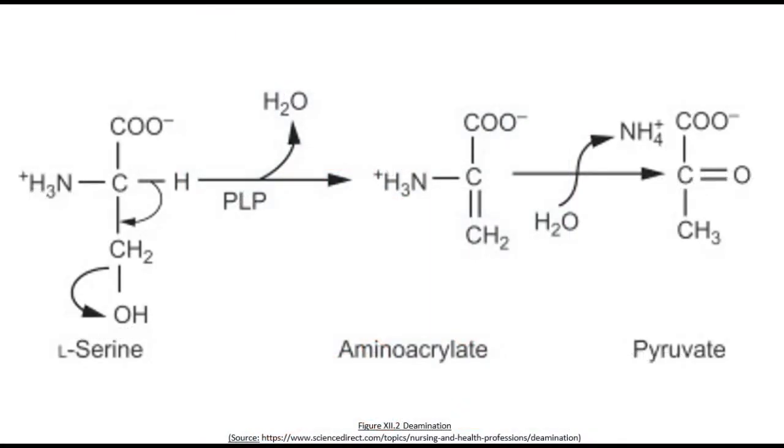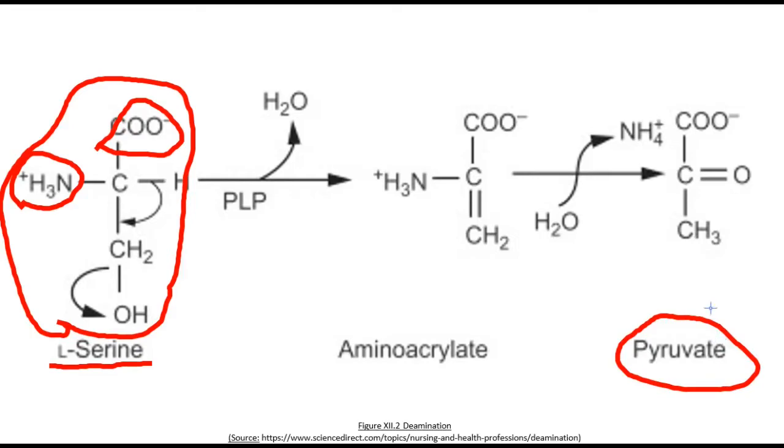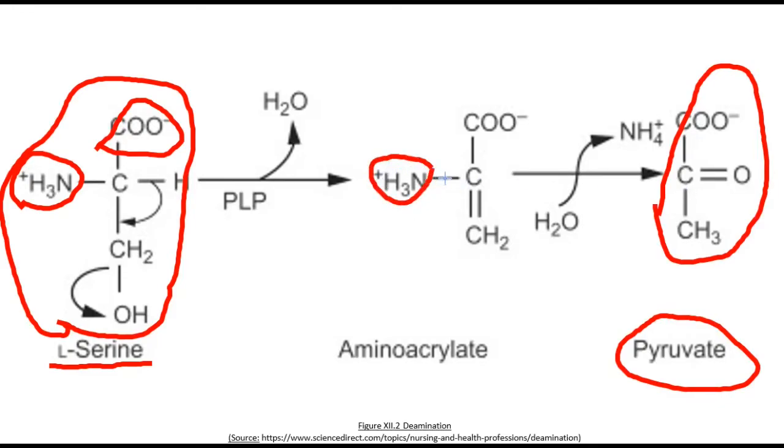This slide is simply to illustrate what deamination is. So we have L-serine here. This is an amino acid. You can see that there is the characteristic NH3 group, COO group. At the end of the reaction, you end up with pyruvate. This molecule here is pyruvate, and you can see that pyruvate does not have an NH3 group, so this NH3 group will be lost at some point to produce pyruvate. This is one possibility, one example of deamination.